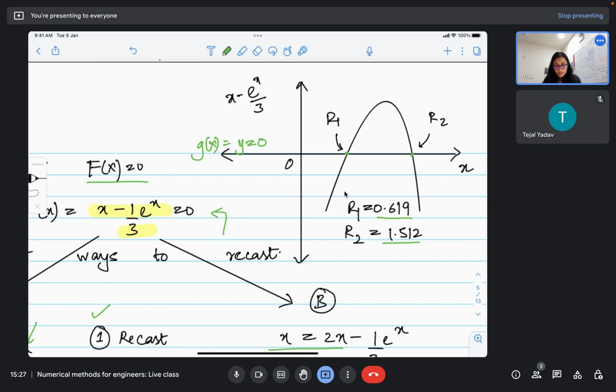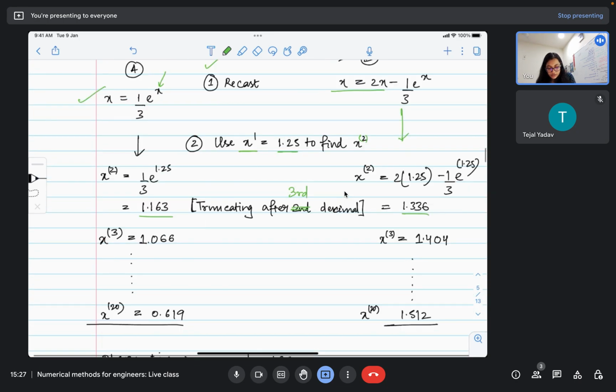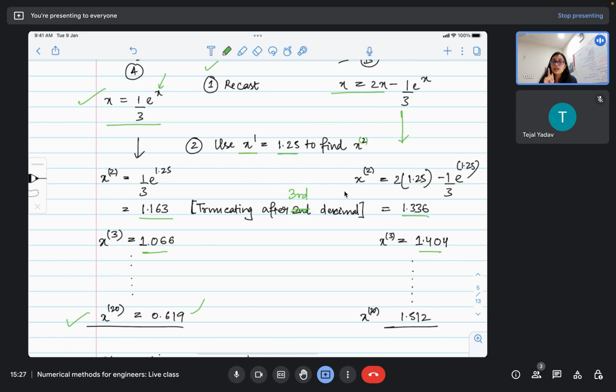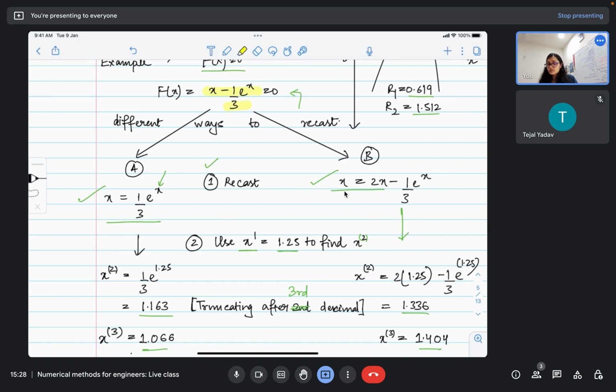As we were performing the iterations here, till the third iteration we had discussed. If we go ahead till the 20th iteration, you see that it converges to the roots. The type A form that we had taken when we recasted in this manner converged to only one root, that is 0.619. And when it was recasted in this manner, that also converged to only one root, that is 1.512. And this happened when you started with the initial guess of 1.25.